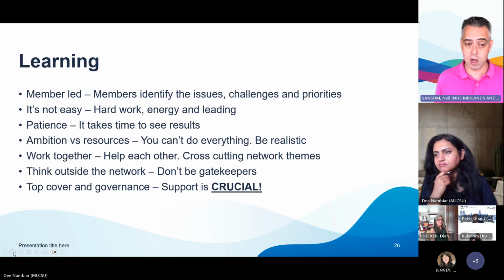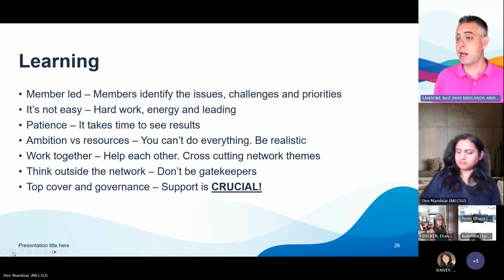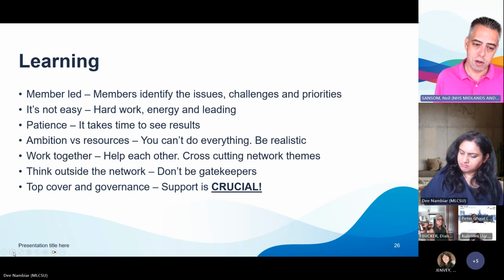Working together: working across those networks, the cross-cutting themes, inviting your other networks, having joint meetings. That's something I did earlier in the year. We didn't quite have enough for an agenda, so we had a joint agenda, and there was that understanding between the groups. Try to think outside the box.